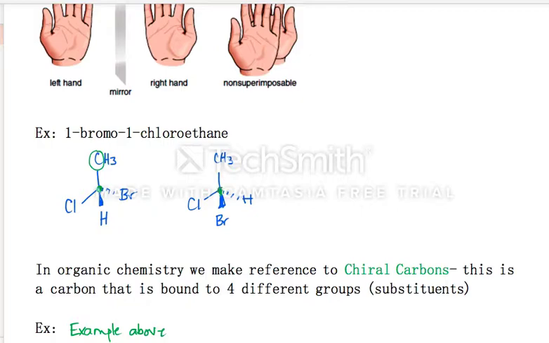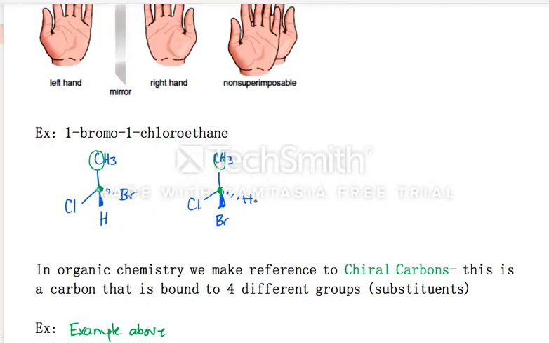So this is 1-bromo-1-chloroethane, and here also we have a 2-carbon long chain. So one carbon here and another carbon. Again, on the first carbon we have a chlorine and a bromine. So this is also 1-bromo-1-chloroethane. The only difference between these two is the location of the groups or the substituents. So here we have hydrogen coming out, bromine going in, and here we have a bromine coming out and hydrogen going in.